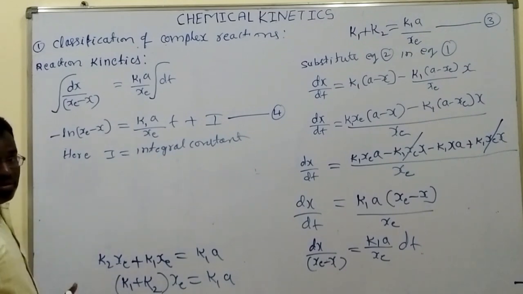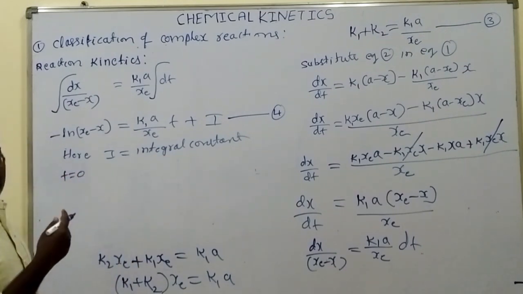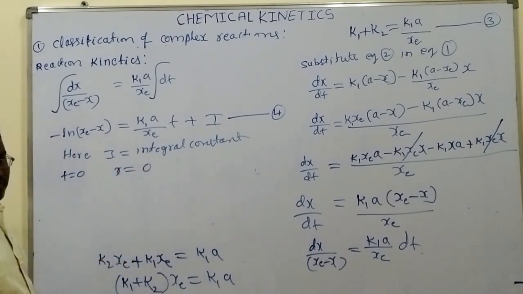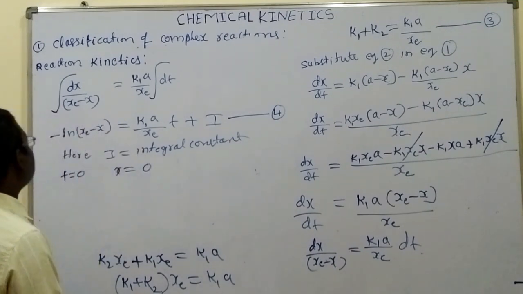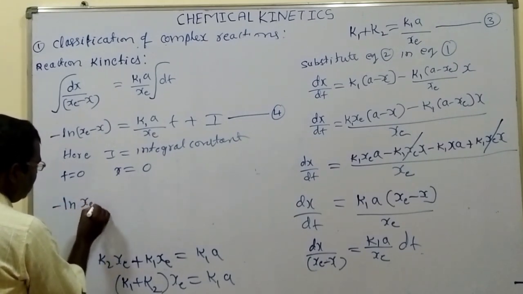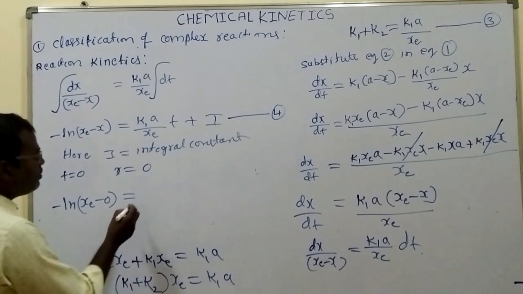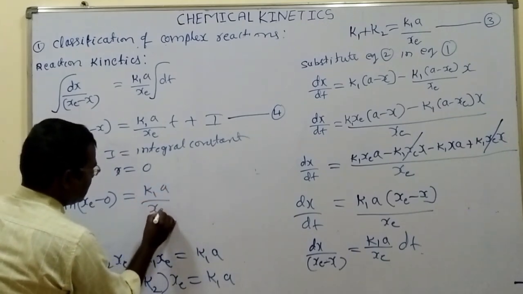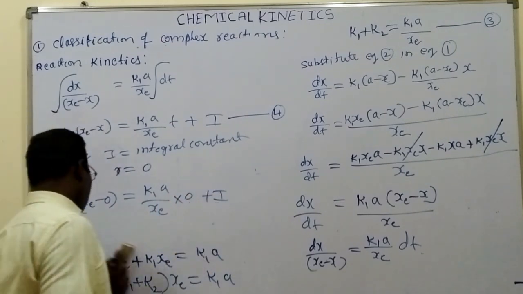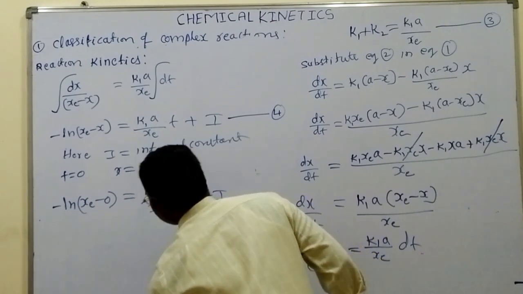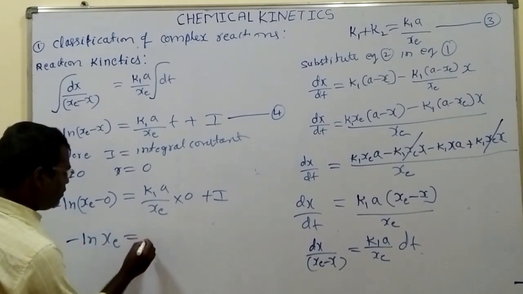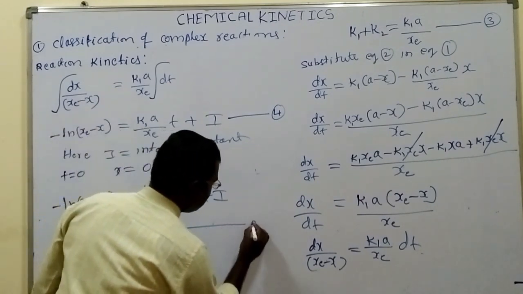Now assume t is equal to 0. If t is equal to 0, that means we didn't start the reaction, so x is also 0. So what does it become? Minus ln (xe minus 0) is equal to k1a by xe into (t equal to 0) plus I. Now we can get the I value: minus ln xe is equal to I. This is equation 5.